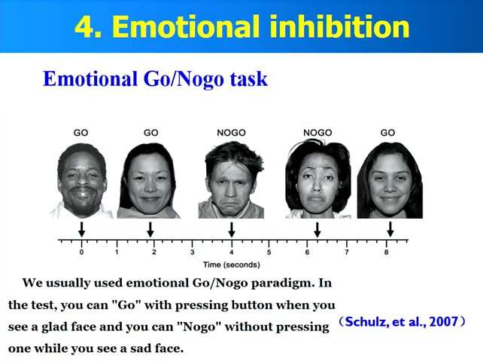The last part, emotion inhibition. We usually use the emotion go/no-go task paradigm. In this test, you go by pressing a button when you see a glad face, and you no-go without pressing anything when you see a sad face.